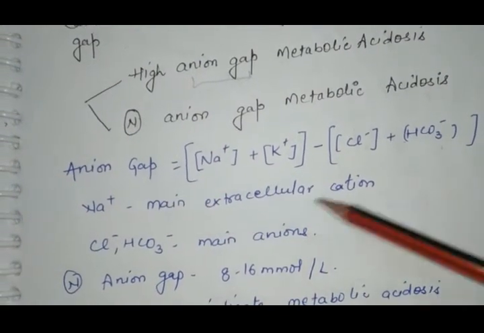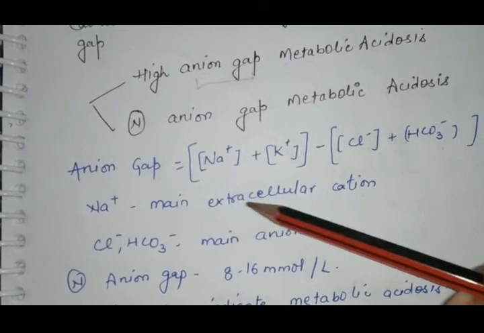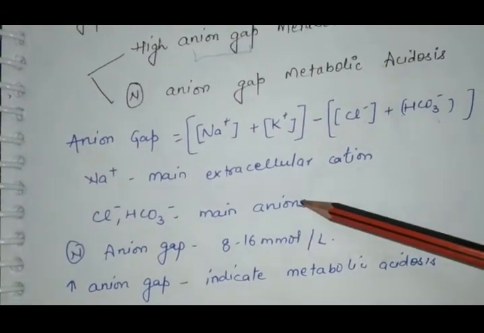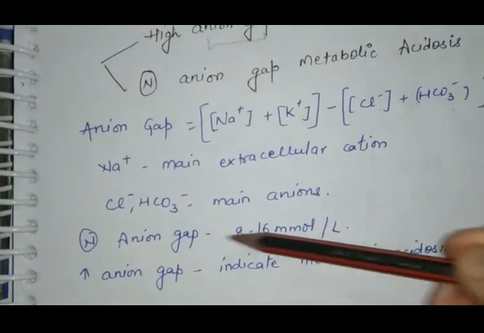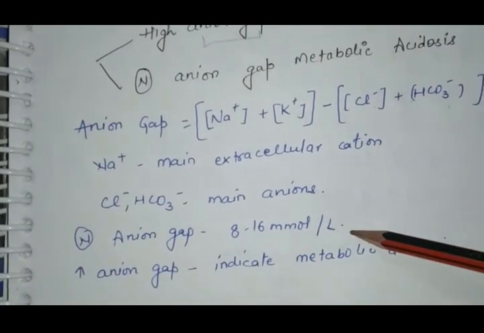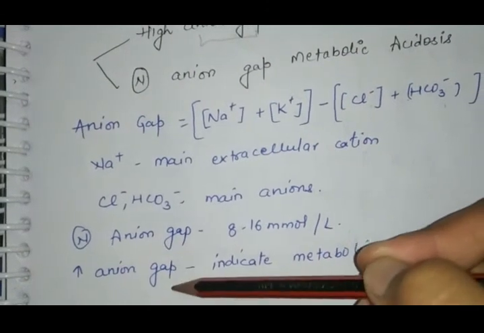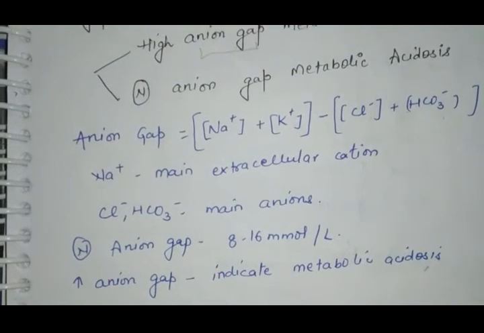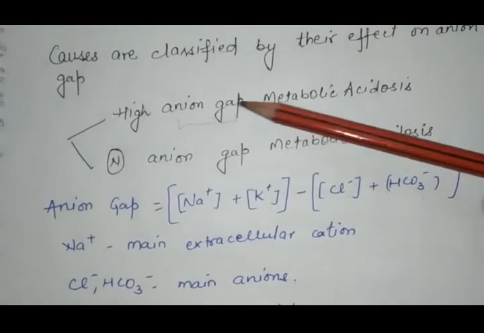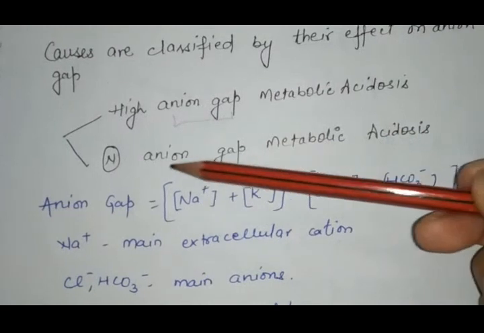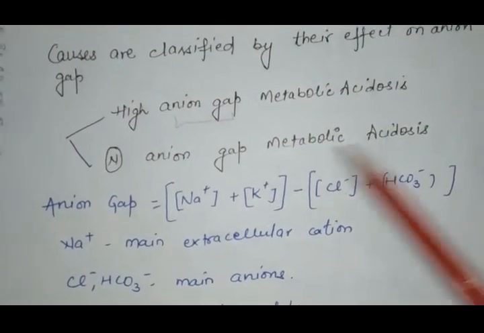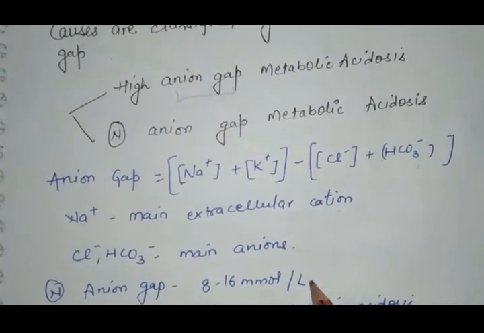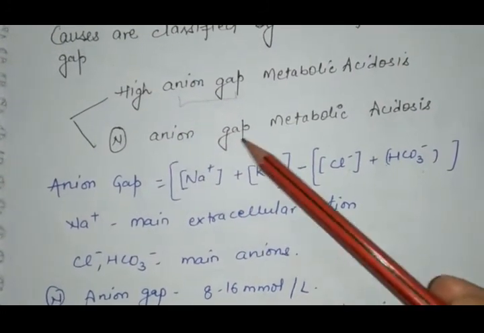Sodium is the main extracellular cation, present outside the cell, whereas chloride and bicarbonate are the main anions. The normal anion gap is 8 to 16 millimole per liter. If the anion gap is increasing, it indicates metabolic acidosis. So it is of two types: high anion gap metabolic acidosis and normal anion gap metabolic acidosis. If the anion gap is normal, that is 8 to 16 millimole per liter, the person may have normal anion gap metabolic acidosis.